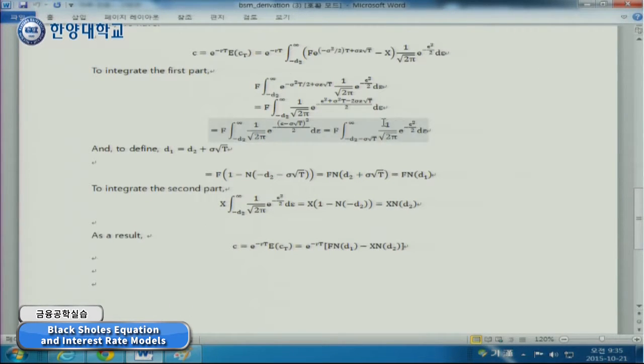Okay. I don't want to go into detail. They are very simple. So done. This is the Black-Scholes formula. So we solved the PDE.